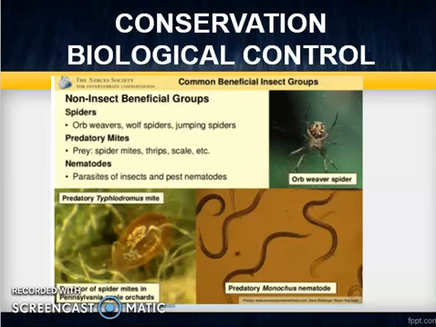Example group members belonging to this animal group are spiders, such as orb weaver, wolf spider, and jumping spider. Then another group of non-insect beneficial group that we call predatory mites. Example group members belonging to this group are those that prey on spider mites, thrips, and scale. Based on the information stated in this slide, it also mentions a third group of non-insect beneficial group that can be used in agriculture, which are parasites of insects and pest nematodes. Students, let's continue our discussion on the next slide.